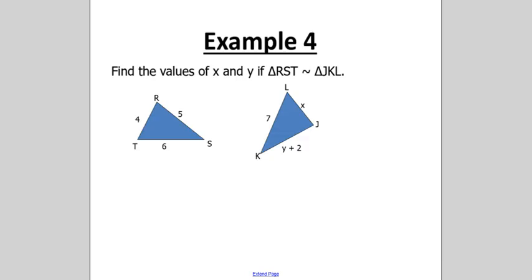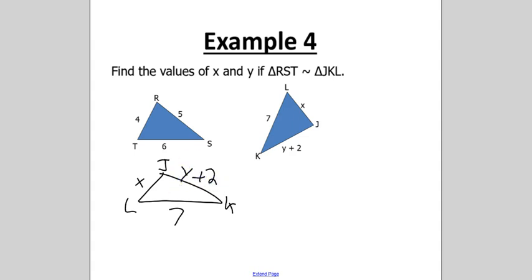Okay, example 4. Find the values of x and y to make them similar. So again, I'm going to turn mine around, RST, JKL. So I'm going to try to draw it kind of the same way. J, go in the same order, JKL. So LJ is x, LK is 7, and JK is y plus 2.